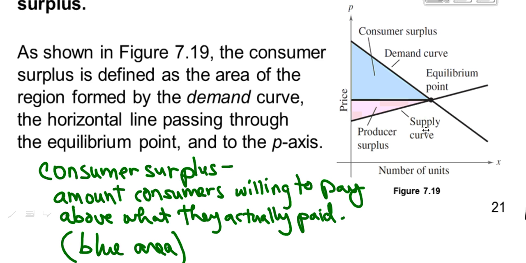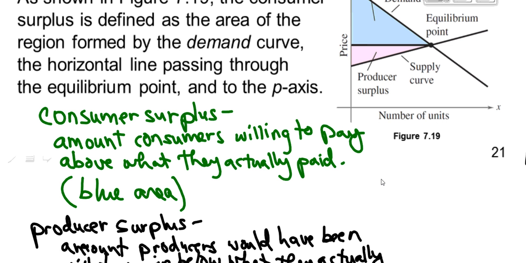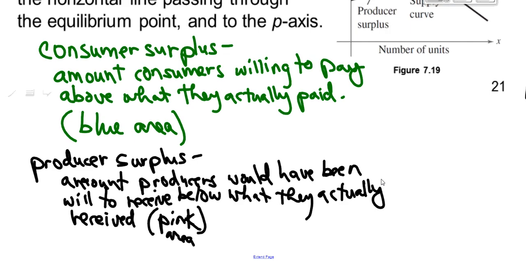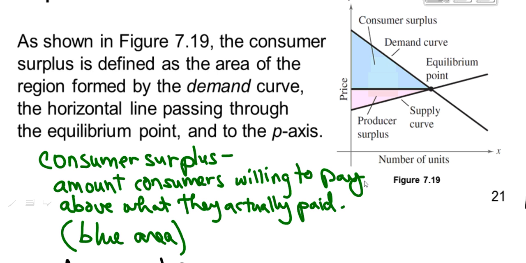And so the consumer surplus is the amount consumers are willing to pay above what they actually paid. And I'll slide that down. The producer surplus is the amount producers would have been willing to receive below what they actually received. And that's in that little pink area. As we look at these problems, we want to keep that model in mind. If you want to pause it and jot down that little picture, you can do that. Otherwise, I'll be moving on.